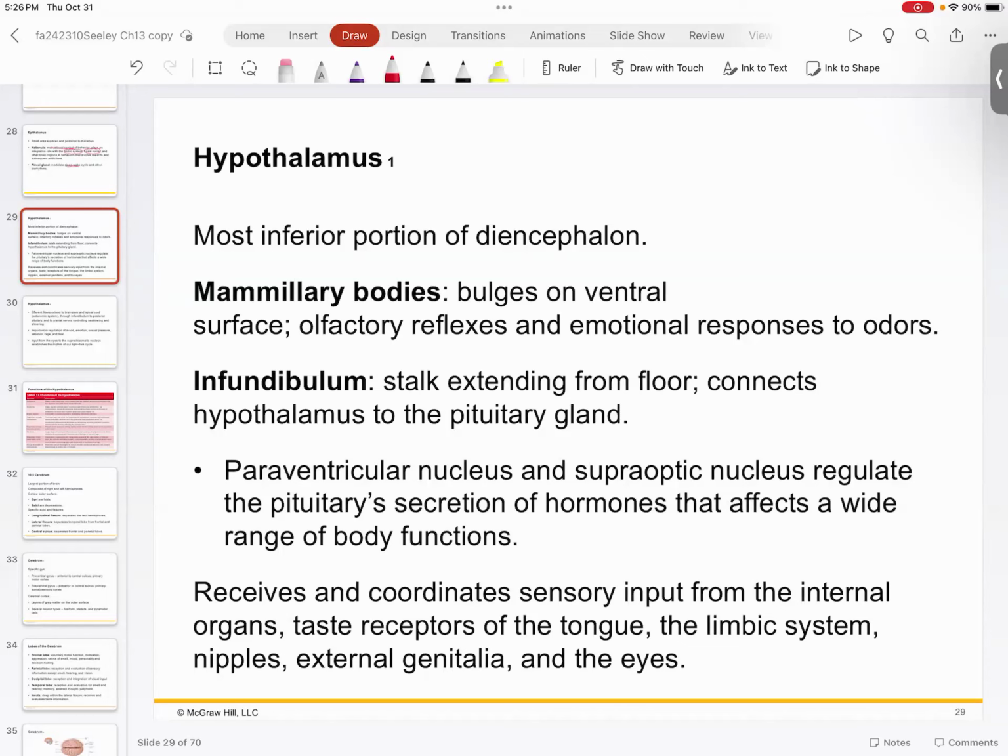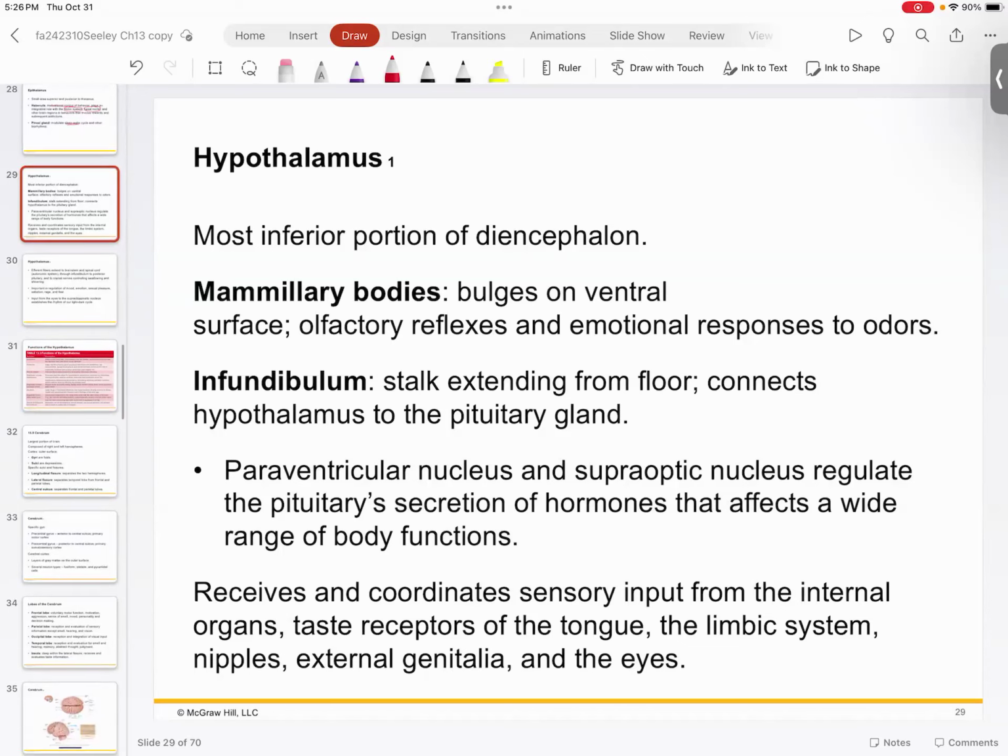And there's several different things going on here, obviously, because we mentioned them a little bit. So the most inferior portion is going to be the mammillary bodies, which we kind of pointed out right behind the infundibulum. These guys basically are going to be responsible for olfactory reflexes. So that's your sense of smell. And they're also going to be tied to emotional responses to odors, right? So if you have an emotional response, what that means is it's essentially integrated with the limbic system.